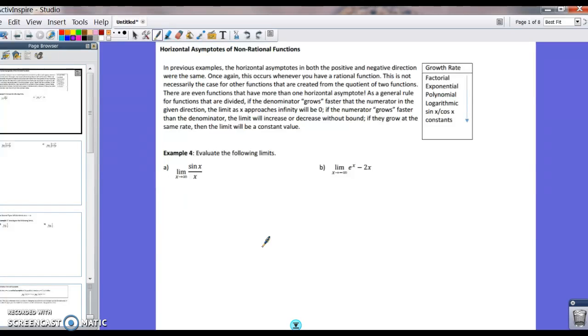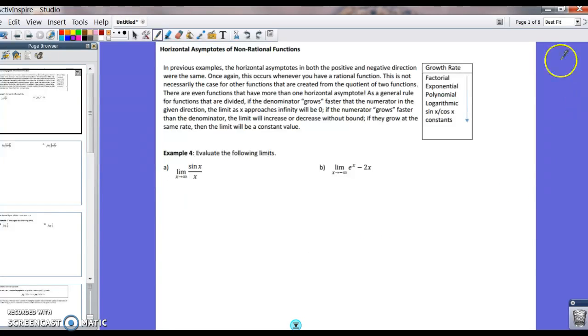So generally, as a rule, we say when we have two functions that are divided, if the denominator grows faster than the numerator, then the limit as x approaches infinity will be 0. If the numerator grows "faster" than the denominator, then that limit will increase or decrease without bound. If they grow at the same rate, then the limit will be a constant value. A lot of wording in there, so let me explain through some examples what I mean by that.